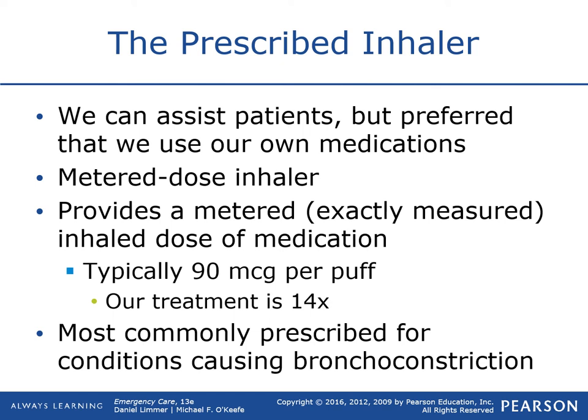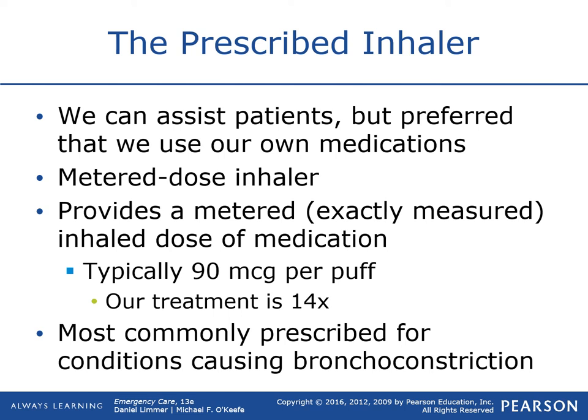The inhaler that a patient has is called a metered dose inhaler, or MDI for short. That just means that it's an exact measurement of medication that comes out each spray. So one spray will give a metered amount of medication every single time. Typically, inhalers will provide 90 micrograms per puff. So that's 90 micrograms of albuterol. Inhalers usually have albuterol in them. Some inhalers might have something else, or a combination of albuterol and something else, but most are straight albuterol.